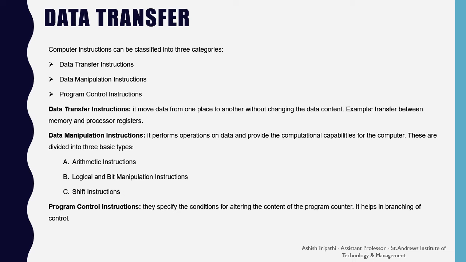Lastly we have program control instruction. It specifies the conditions for altering the content of the program counter. It helps in branching of the control. That is, it helps in the flow of a program. Suppose we want to perform addition, then subtraction, then multiplication, then division, then it can be done with the help of program control instruction, as it will flow the instruction from the PC register to the next instruction in the program.